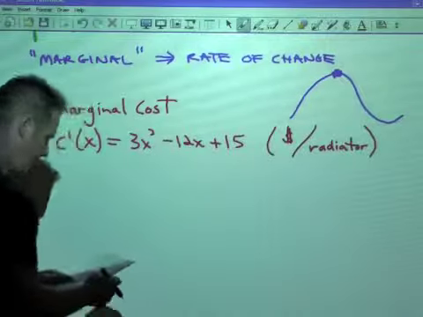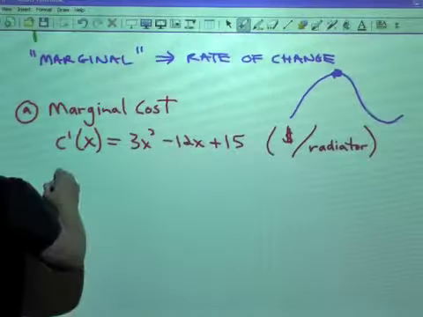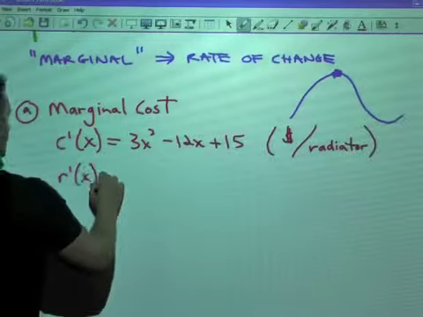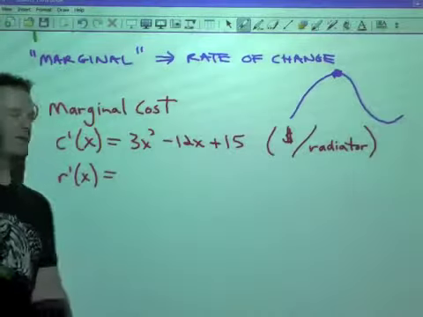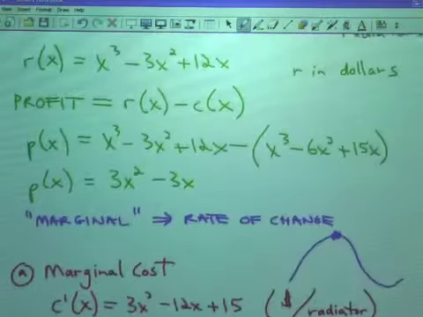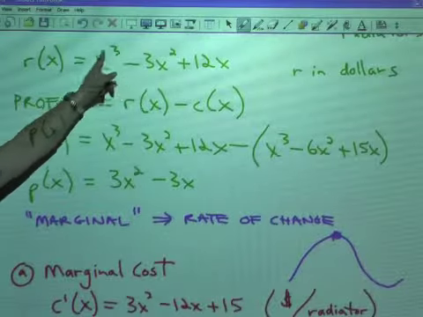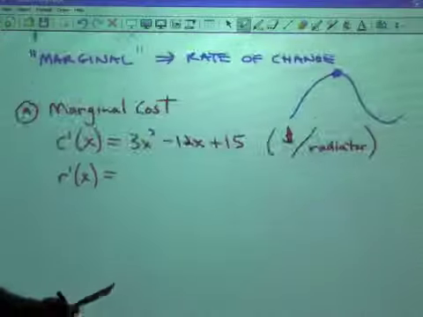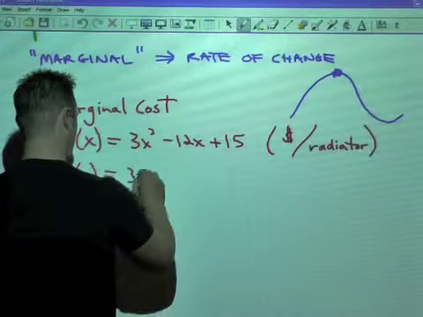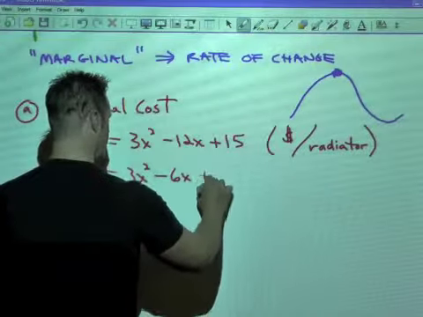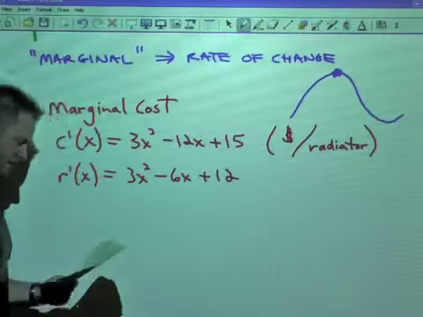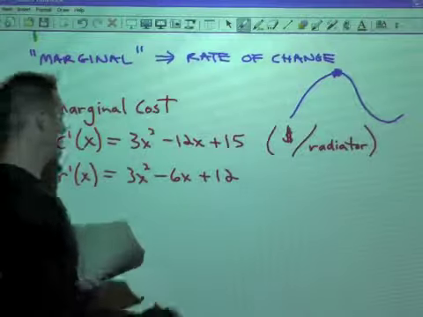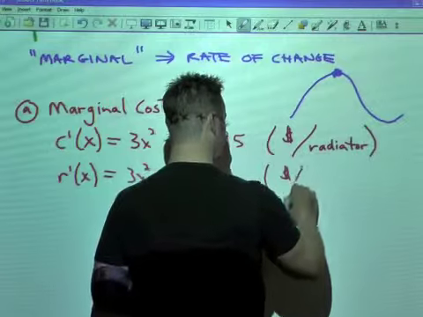We could be asked to find the marginal revenue. The marginal revenue is just going to be the derivative of the revenue, which, if we go back to the revenue function, is going to be 3x squared minus 6x plus 12. And it's going to have the same units as the marginal cost, dollars per radiator.